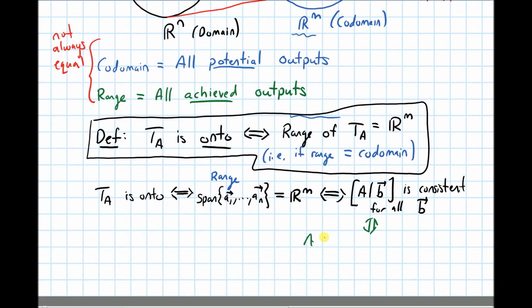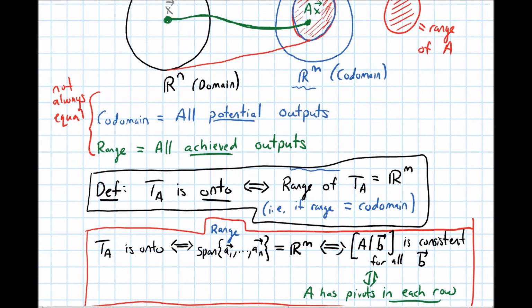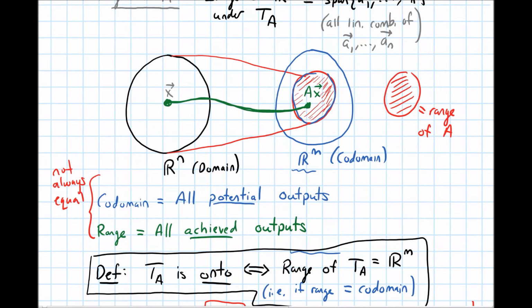So this happens if and only if A has pivots in each row. That's what I need. And I'm coloring this in green because in practice, this is how I check if a function is onto. I look at its matrix and I see if that matrix has a pivot in each row. Okay, so let's box this as well. Conceptually, when there's a pivot in each row, the range in my picture is going to be large enough so it fills up the whole codomain. And that's when my function is onto.